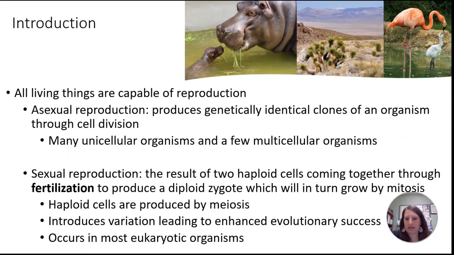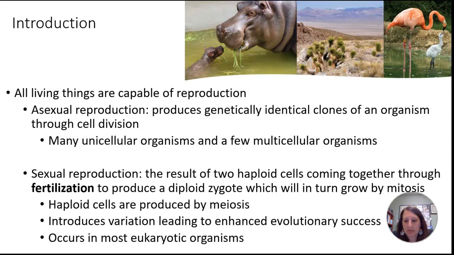Up here in this figure, I've got this cute hippopotamus with its baby and this really cute flamingo with its baby. We've also got other organisms here like plants. One of the key characteristics that all living things share is the ability to reproduce. We've already heard of the two types of reproduction way back in chapter 1. Some organisms will reproduce asexually and some will reproduce sexually. Asexual reproduction produces genetically identical clones of an organism through cell division.